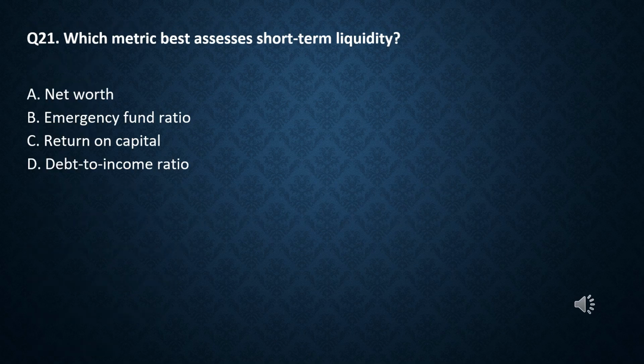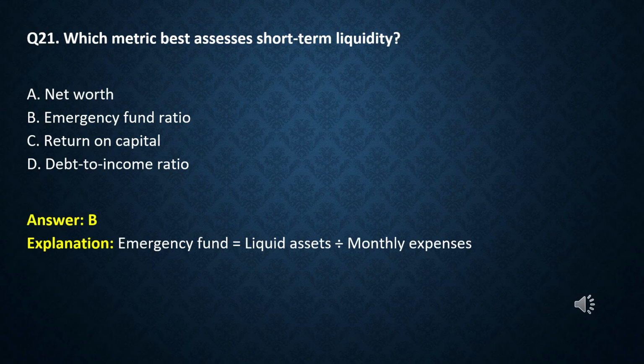Next question. Which of the following metrics best assesses short-term liquidity? Option A net worth, option B emergency fund ratio, option C return on capital, and option D debt to income ratio. Correct answer is option B, emergency fund ratio. Emergency fund ratio equals liquid assets divided by monthly expenses.